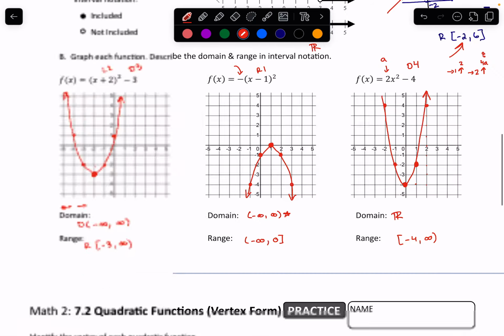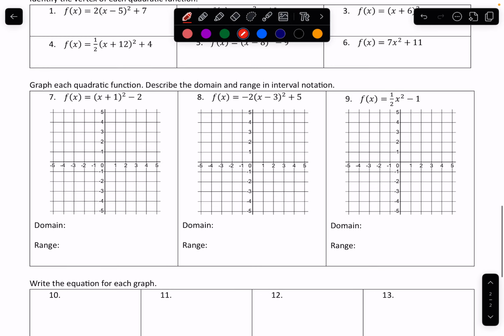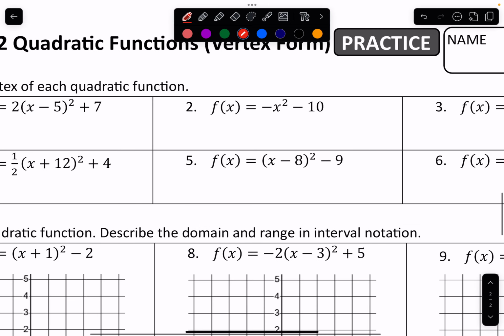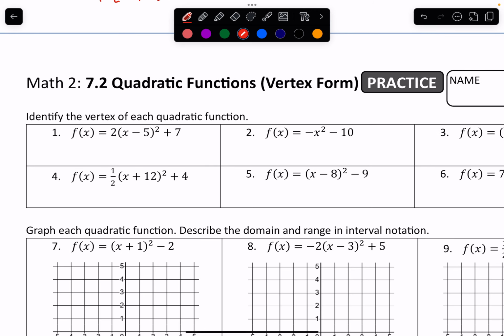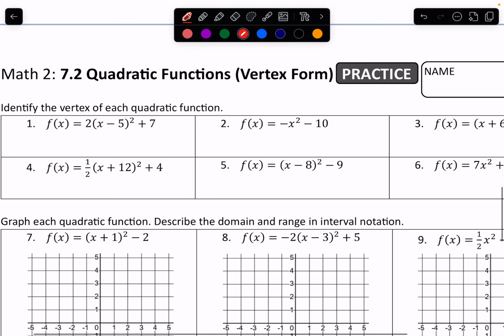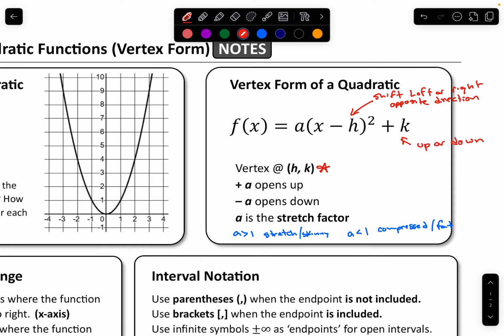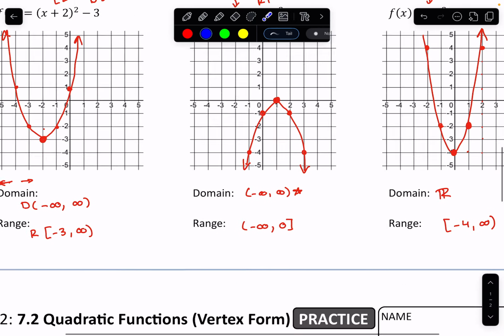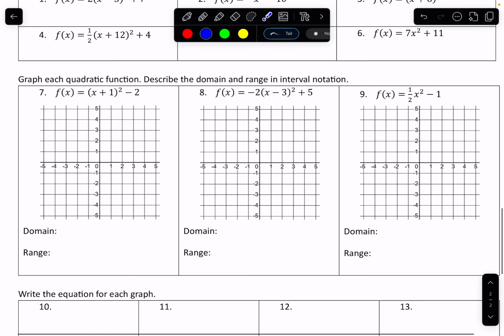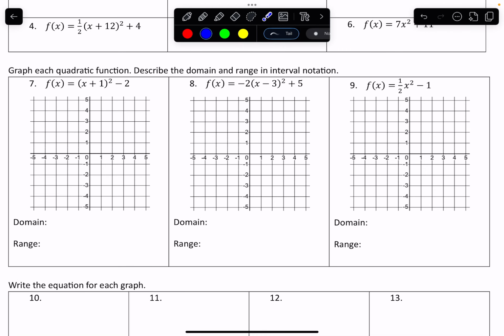All right, so the homework. It is going to give you a bunch of quadratic functions, and it's going to ask you, first of all, the first 6, it just wants to know what's the vertex. So how far to the left or right, how far up and down does that function shift? So you're going to use the h and the k. Right here, you're going to use the h and the k value to get the vertex on those first couple of problems. Then it wants you to graph 3 of them, and then it wants you to write the domain and range of each of those.